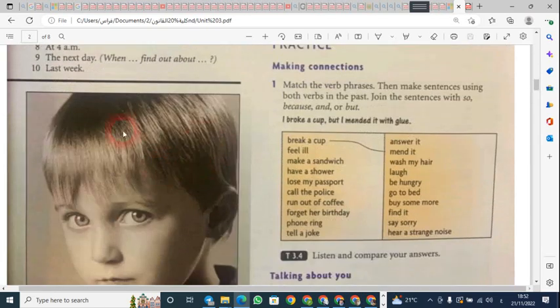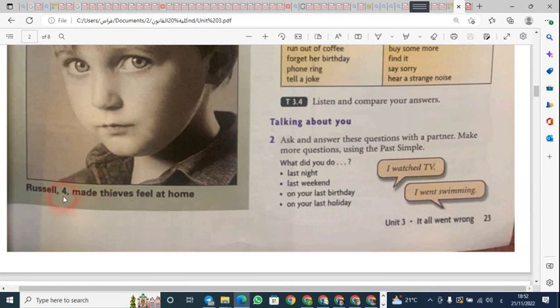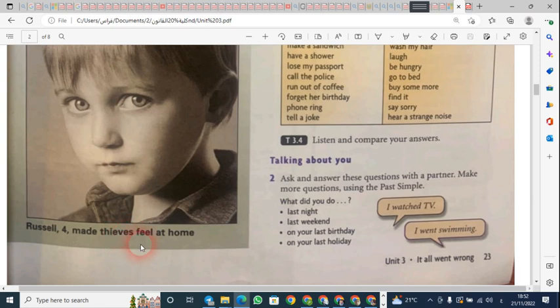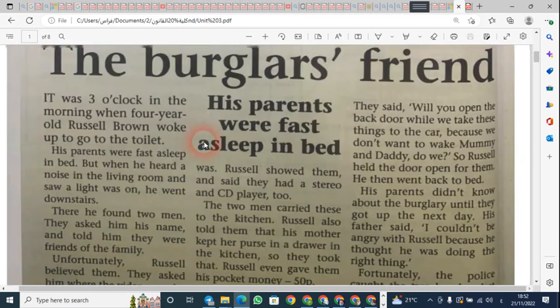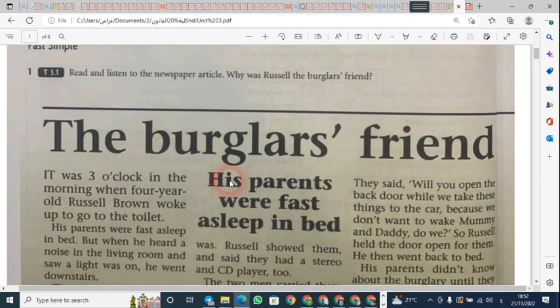This is the main character, a child who is 4. His name is Russell. He made thieves feel at home. جعل اللصوص يشعرون كأنهم هم في منزله. It talks about a past event, and therefore we will find that most of the verbs are in the past tense. بما أن القصة تتحدث عن حدث وقع في الماضي سنجد أن جميع الأفعال بالماضي. هي لا تتحدث عن روتين أو حقائق أو شيء أو أشياء ثابتة.